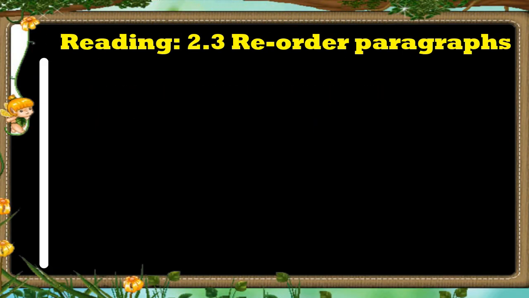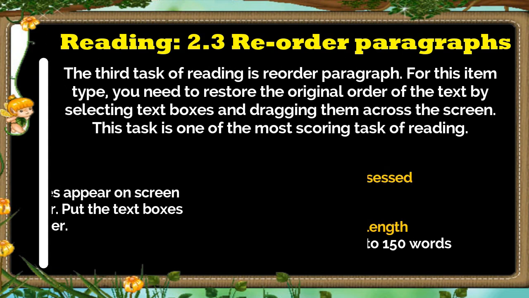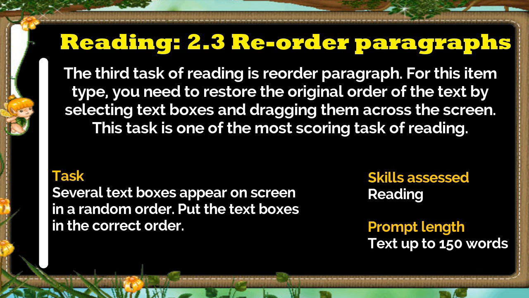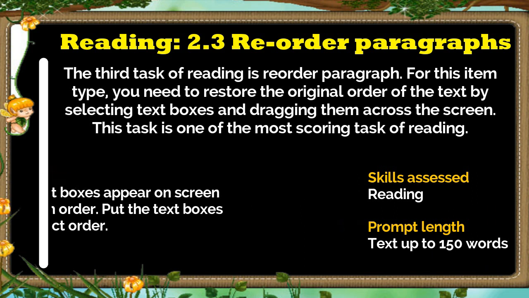The third task of reading is reorder paragraph. For this item type, you need to restore the original order of the text by selecting text boxes and dragging them across the screen. This task is one of the most scoring tasks of reading.